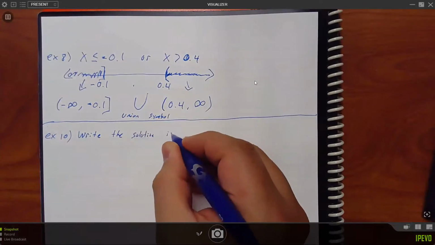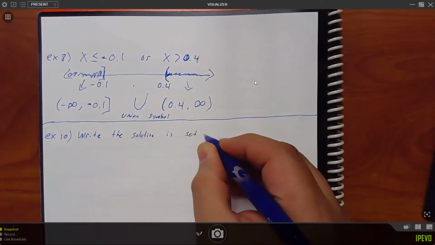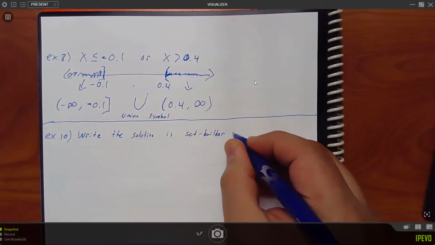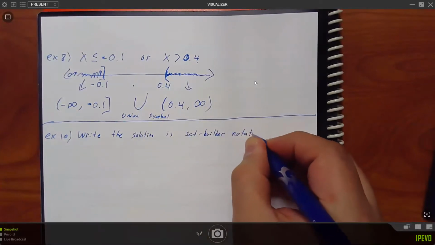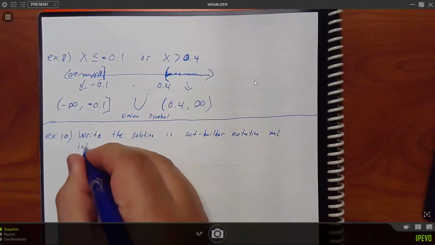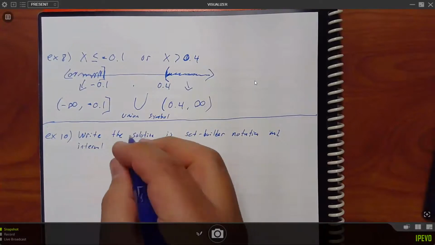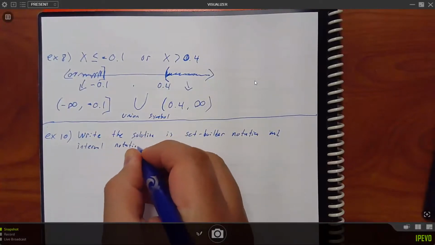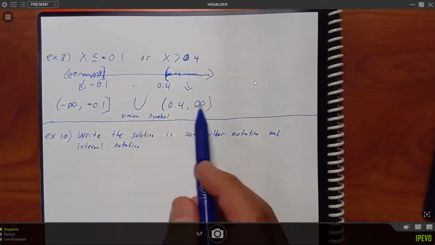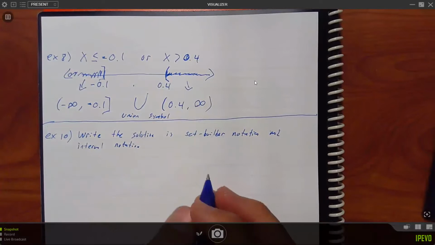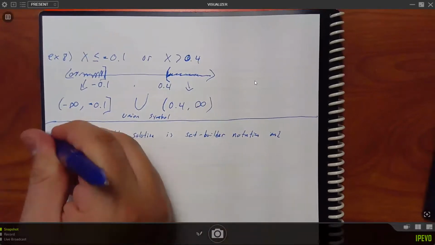Write the solution in set builder notation and interval notation. So here we're going to do both types. So we're going to practice the interval again, which is this one. We've been doing that for a while now. But we're also going to do the set. Put number 10 down here.